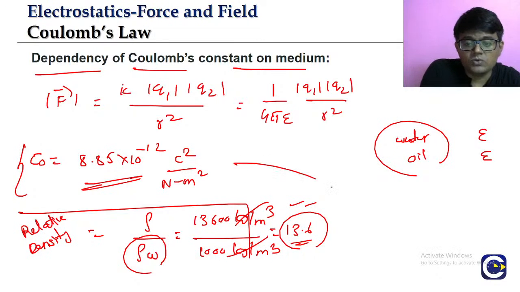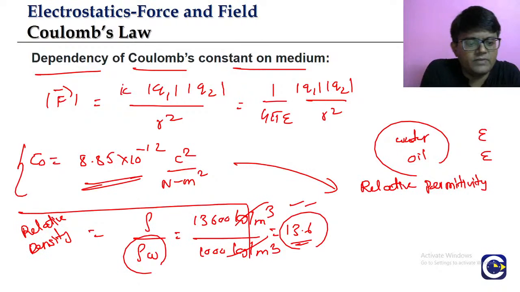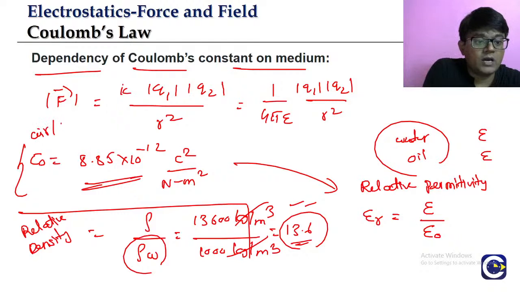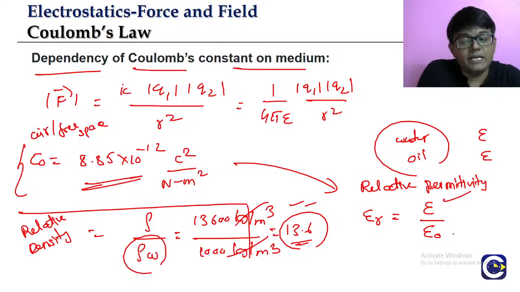Same approach. Here also we use the concept of relative permittivity, like the way we talk about relative density. So what is relative permittivity? This is represented by the symbol epsilon subscript r. It is the permittivity value epsilon of any medium divided by epsilon naught. We are dividing by the reference, and we are taking the reference as the air or vacuum or free space. That's our reference. So the permittivity of any medium divided by the permittivity of the vacuum is what we are calling the relative permittivity.